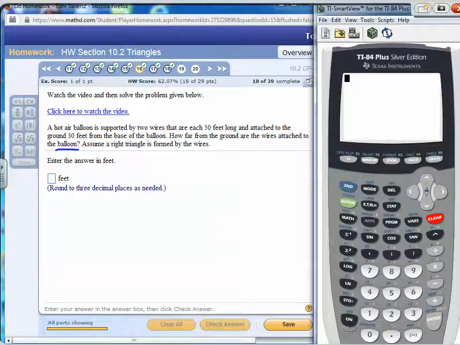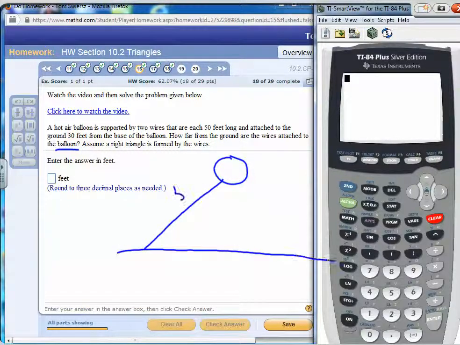Here's our balloon. The wires are 50 feet attached to the ground, so I'll do 1 wire, 50 feet. And it's 30 feet from the base of the balloon, so along the ground is going to be 30. And we want to know how far from the ground, a perpendicular distance right here. This would be our a, or our height. This is the one we're missing.